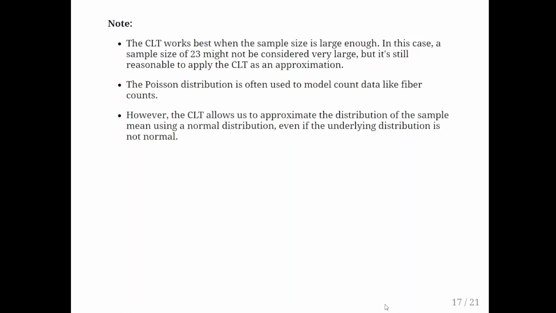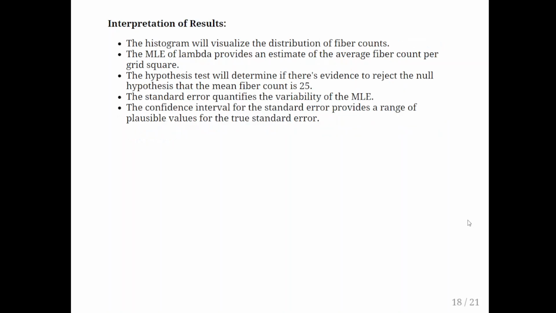So the Poisson distribution is often used to model count data like fibre counts. However, the central limit theorem allows us to approximate the distribution of the sample mean using a normal distribution, even if that distribution is not normal. Okay. I don't know why I have "however" there, but I should have taken that out. But there we go. So we leave it there.